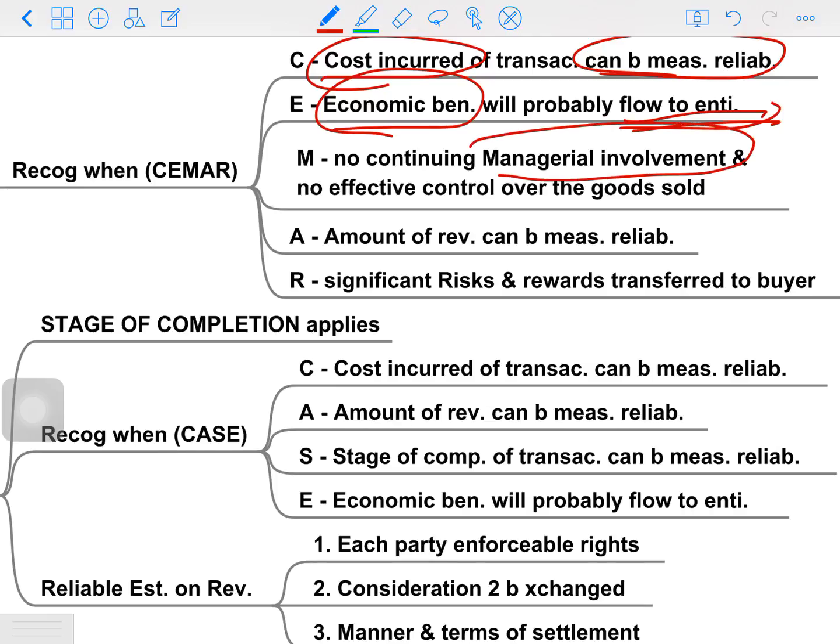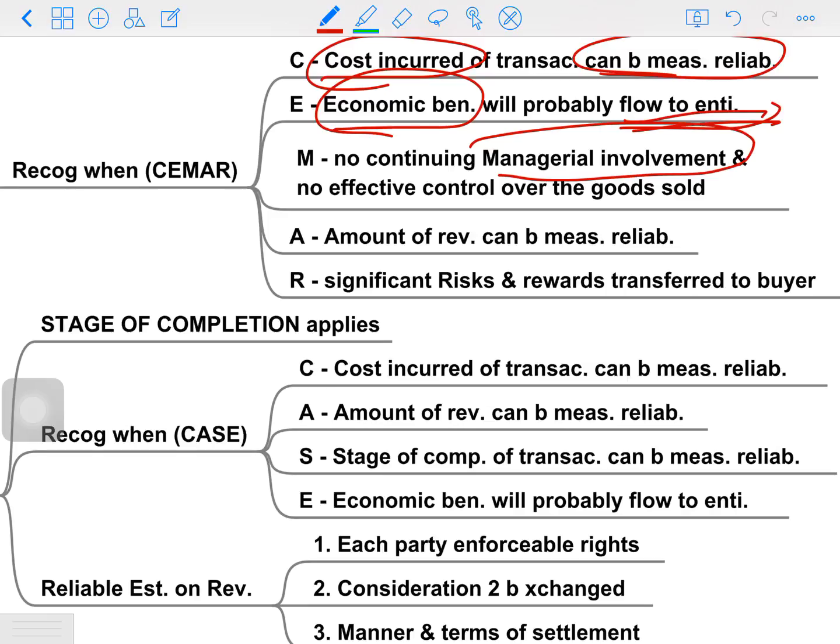Managerial involvement. This is the third. Managerial involvement and effective control over the goods. Maknanya when you sell the goods, you will no longer have managerial involvement or effective control of the goods. The goods have been passed to the customer. When this has happened, you have no effective managerial involvement and no effective control over the goods, then you can recognize the revenue, sale of goods. Okay?